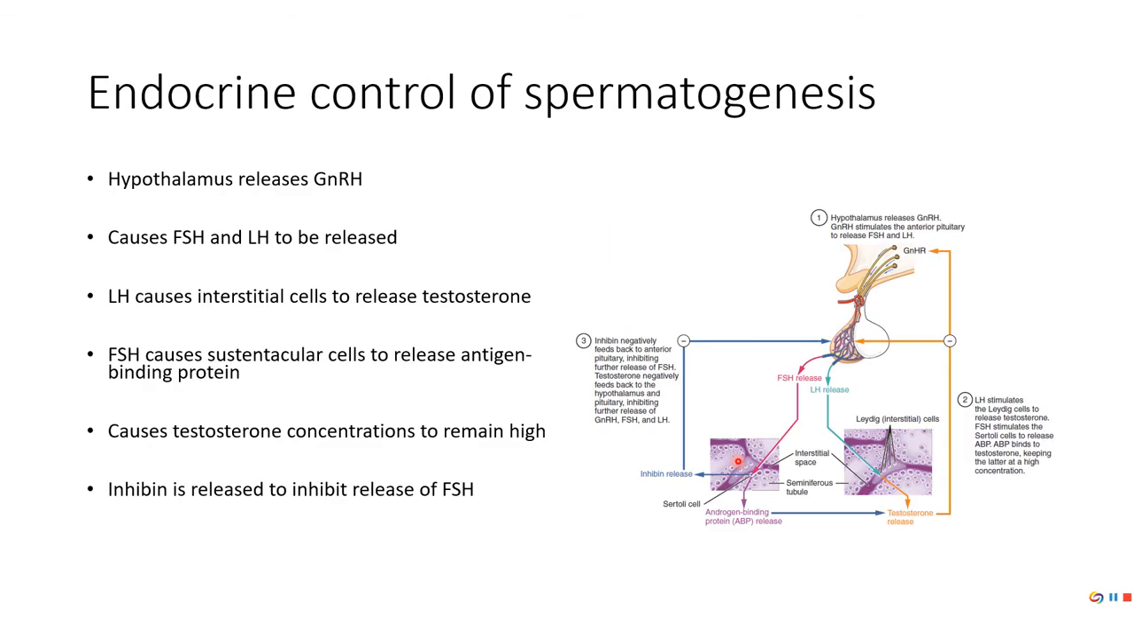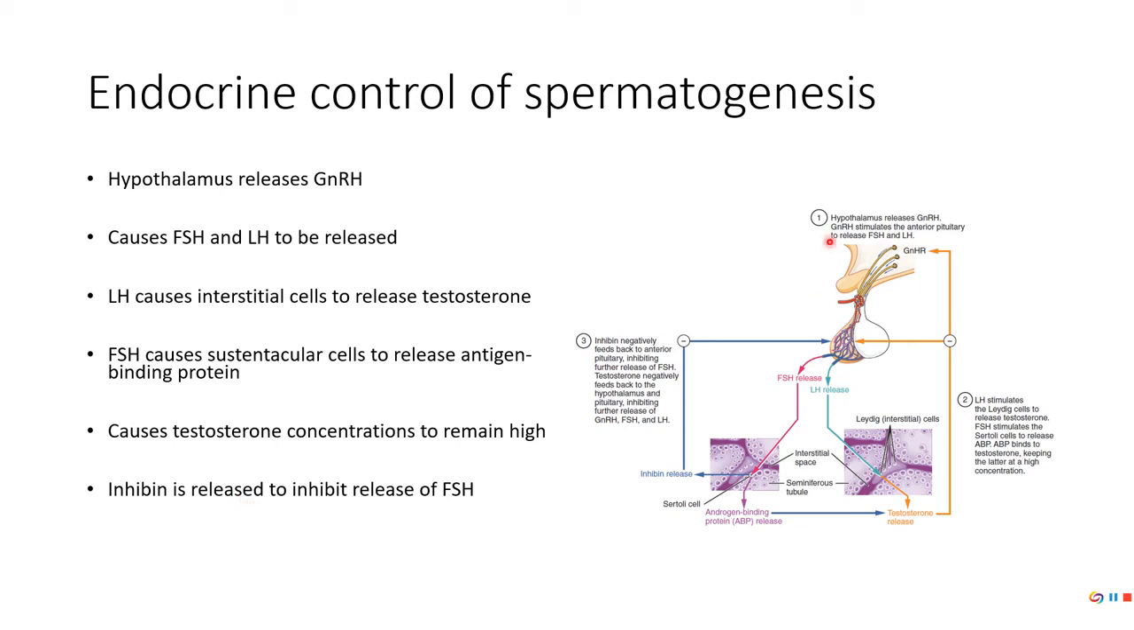As we talked about in the last lecture, the hypothalamus releases GnRH, which is stimulated by the release of dopamine. GnRH causes the release of FSH and LH. LH causes those interstitial cells to release testosterone. The FSH causes sustentacular cells to release something called androgen binding protein. Ultimately, we have high levels of testosterone. This causes inhibin to be released, which prevents the release of more FSH, which prevents the release of even more testosterone. We can see that here.